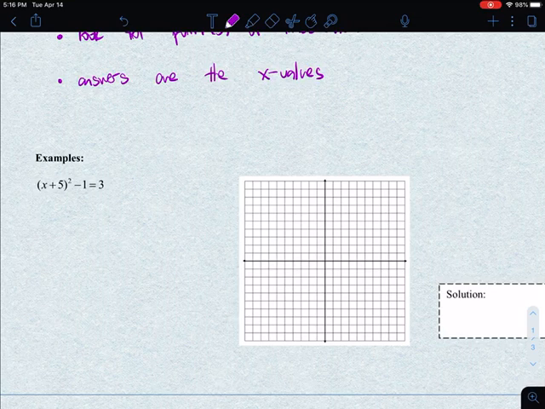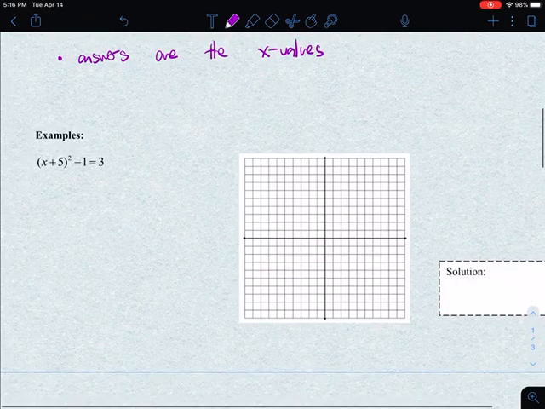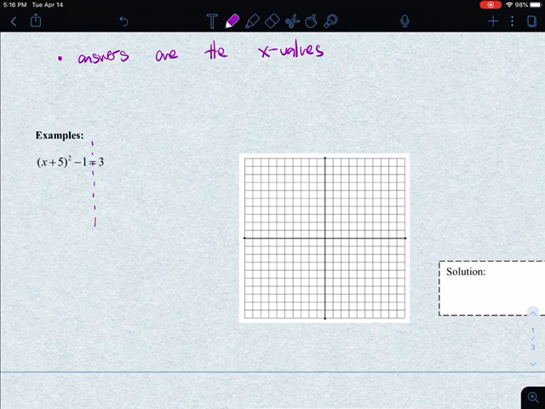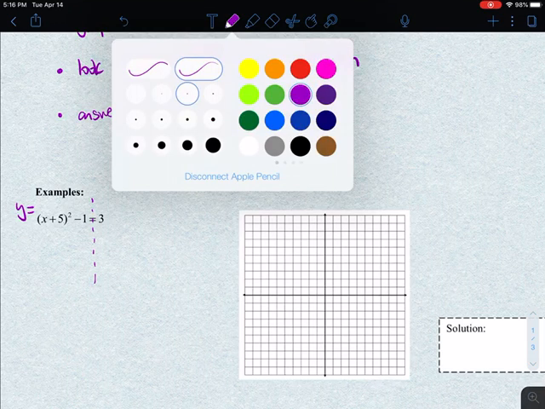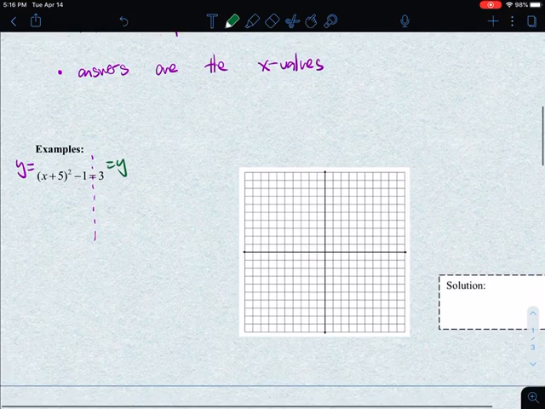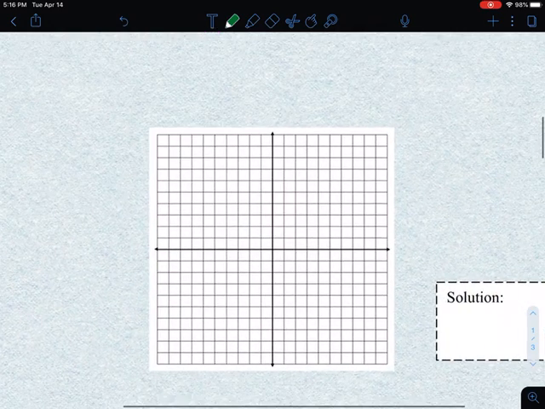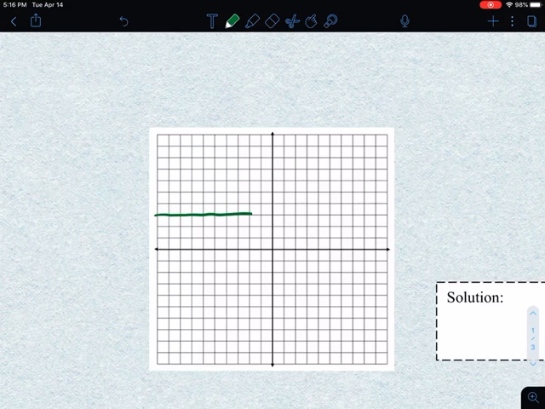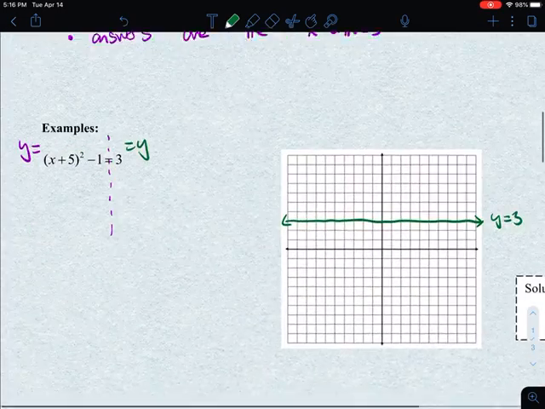All right, so x plus 5 squared minus 1 equals 3. So again, here's the equal sign. The first step says we're going to graph both sides of the equal sign. So let me divide this in two. We're going to graph the left-hand side, y equals x plus 5 squared minus 1, and then the right-hand side as well, which in this case is just y equals 3. I'll do that side first. Y equals 3 is just a horizontal line at y equals 3. So there is my right-hand side.